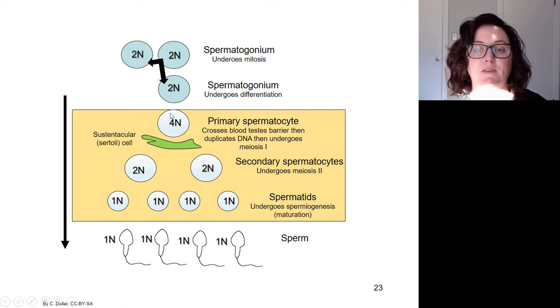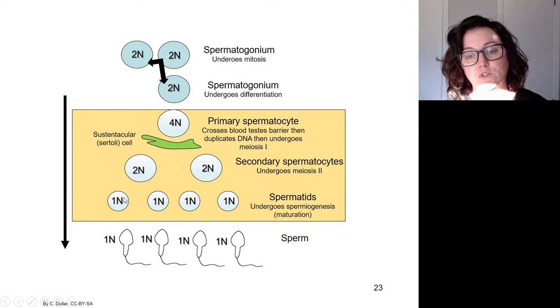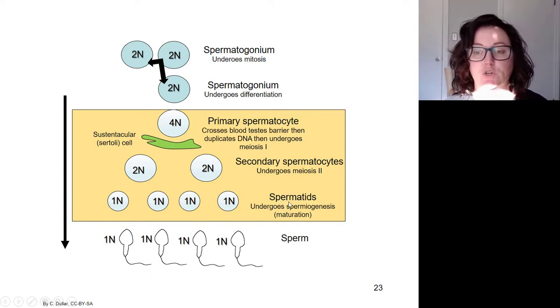That primary spermatocyte, which we see here, has to cross that blood-testis barrier in order to have the process of meiosis begin and then complete. Right? So once it crosses that blood-testis barrier, the primary spermatocyte finishes meiosis 1, and then we have 2 cells. Those 2 cells are called secondary spermatocytes. They will undergo the process of meiosis 2, resulting in 4 cells that are the spermatids, or the immature sperm. These immature sperm undergo spermiogenesis and become full-fledged mature sperm.